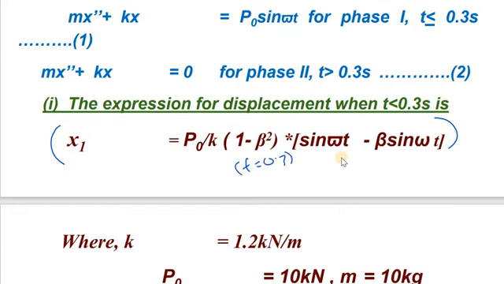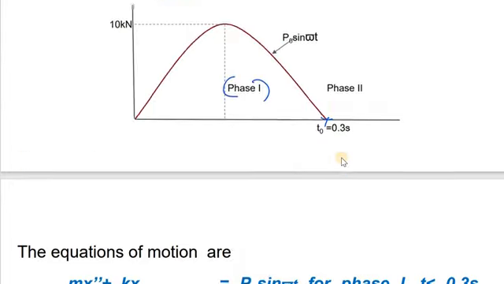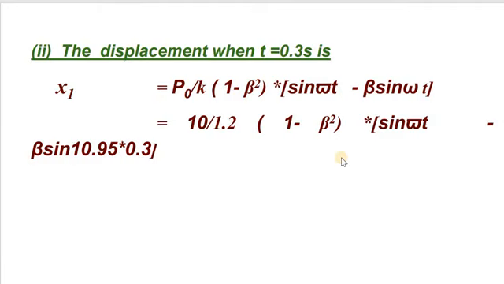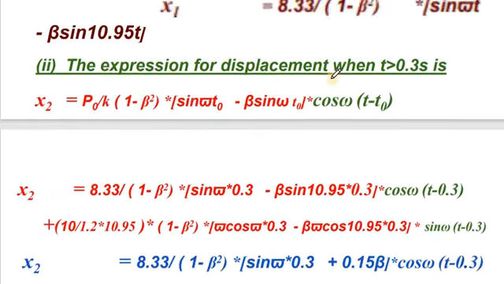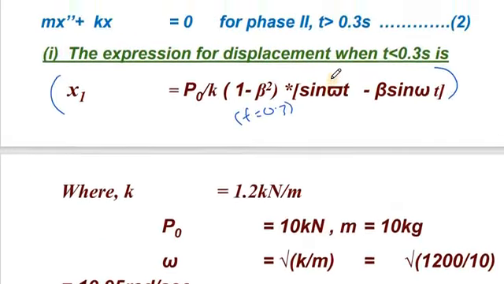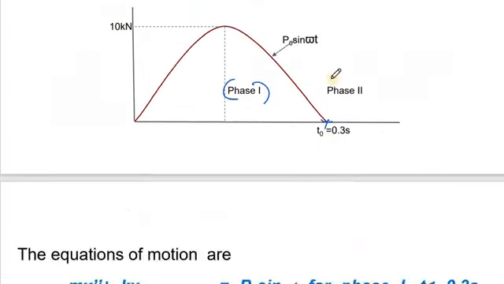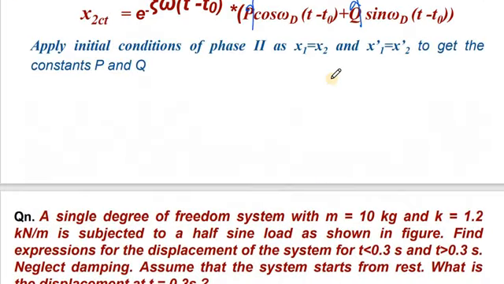P0 and k are given, but beta is not given. If it is given in the question, you can just substitute that. But since it is not given, you can find the response displacement in terms of beta. That is not a problem. Likewise, we can find out the answer for the displacement at t equal to 0.3. And if omega or omega dash is also given, we can find out the values. Likewise, you can find out the displacement for the single degree of freedom system.